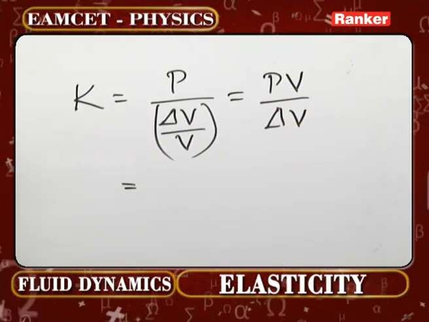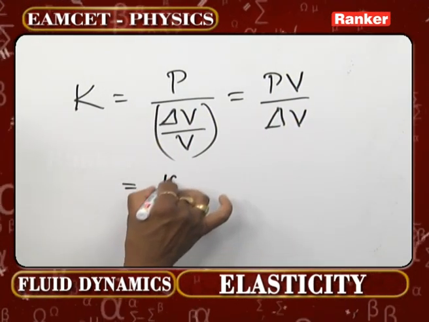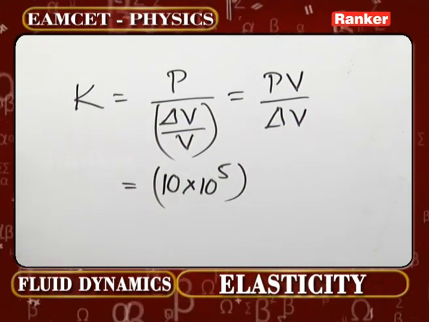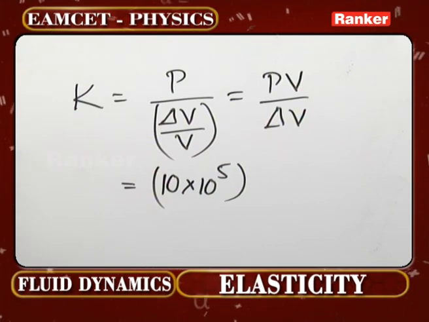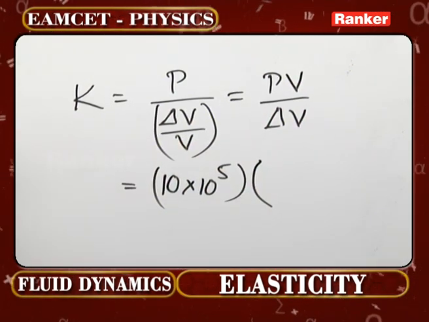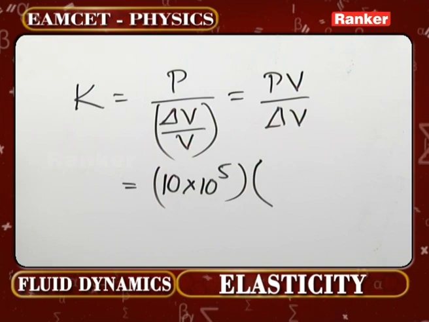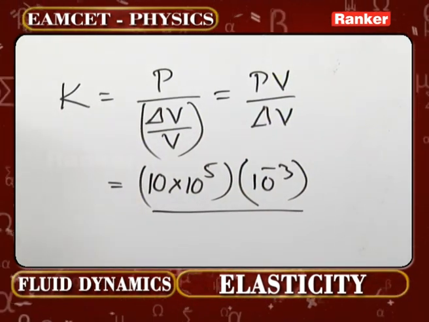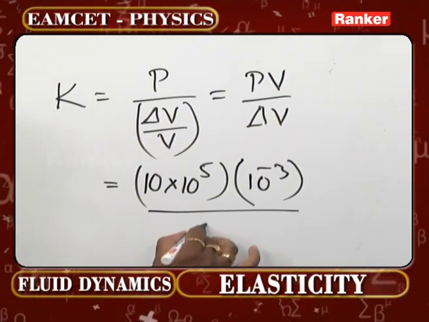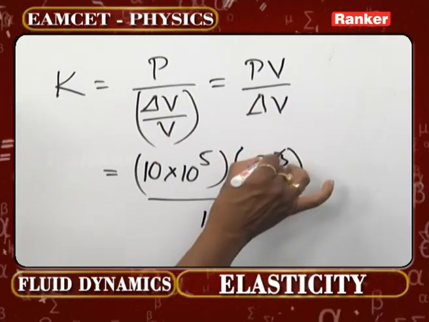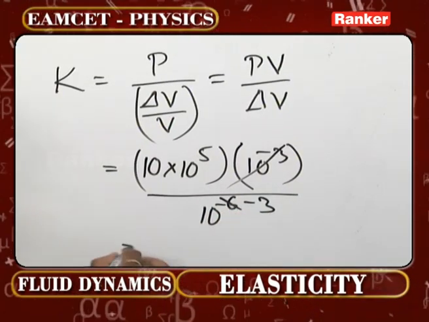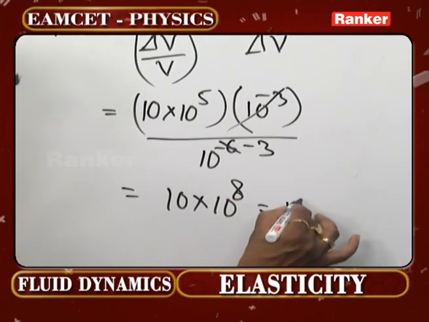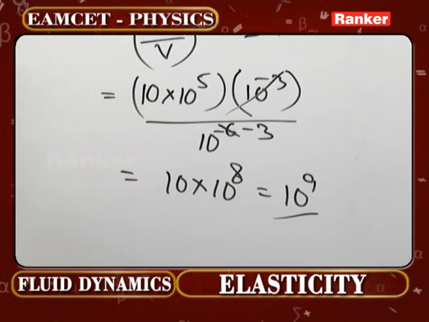What is the pressure that is given here? 10 atmospheres, that is 10 into 10 to the power 5, because each atmosphere is equal to 10 power 5 Newton per meter square, into the original volume, which is 10 to the power minus 3 meter cube of water. What is the change in volume? 10 to the power minus 6. Now you can cut minus 3 times. So 10 into 10 to the power 8. In other words, you can write the same as 10 to the power 9.